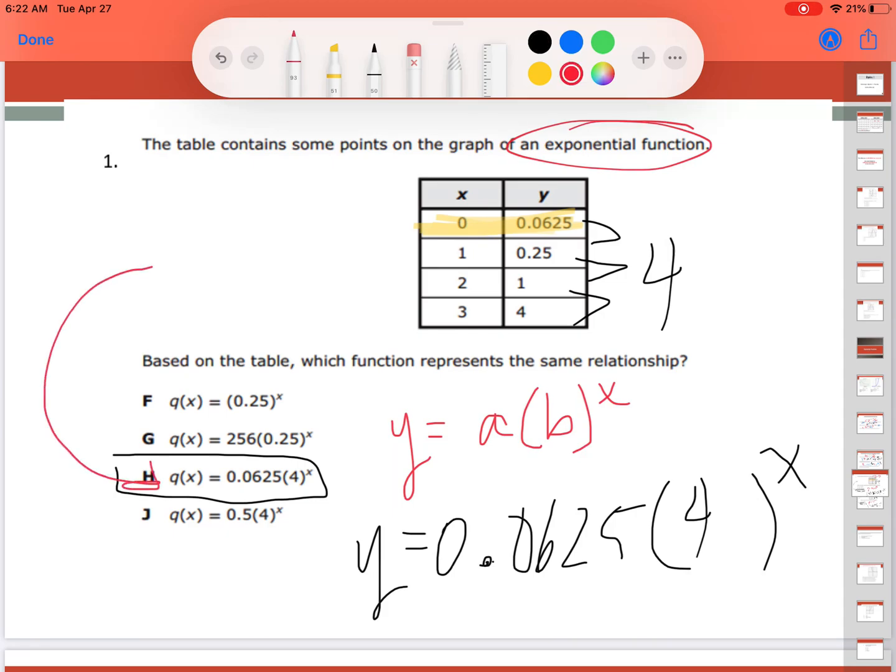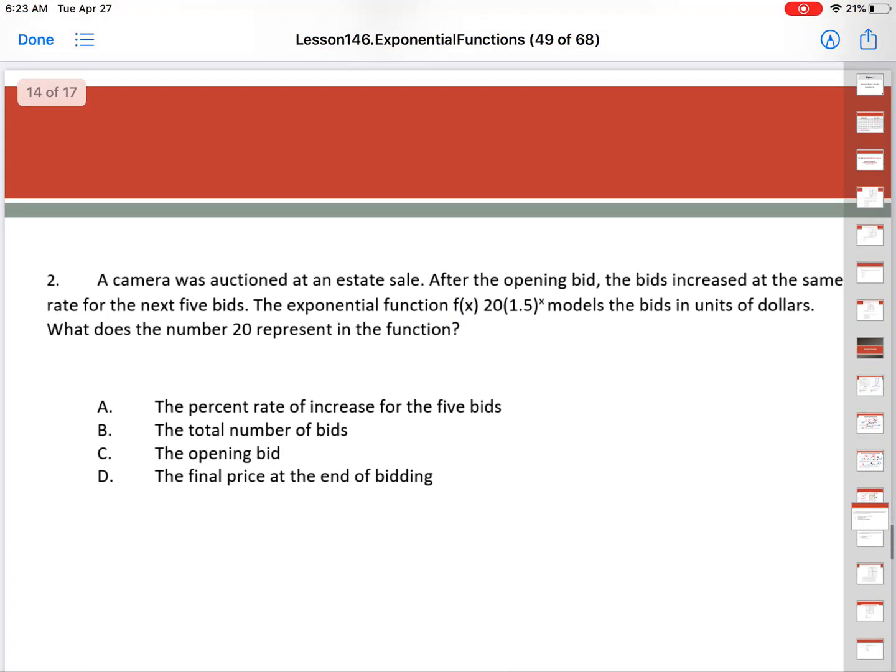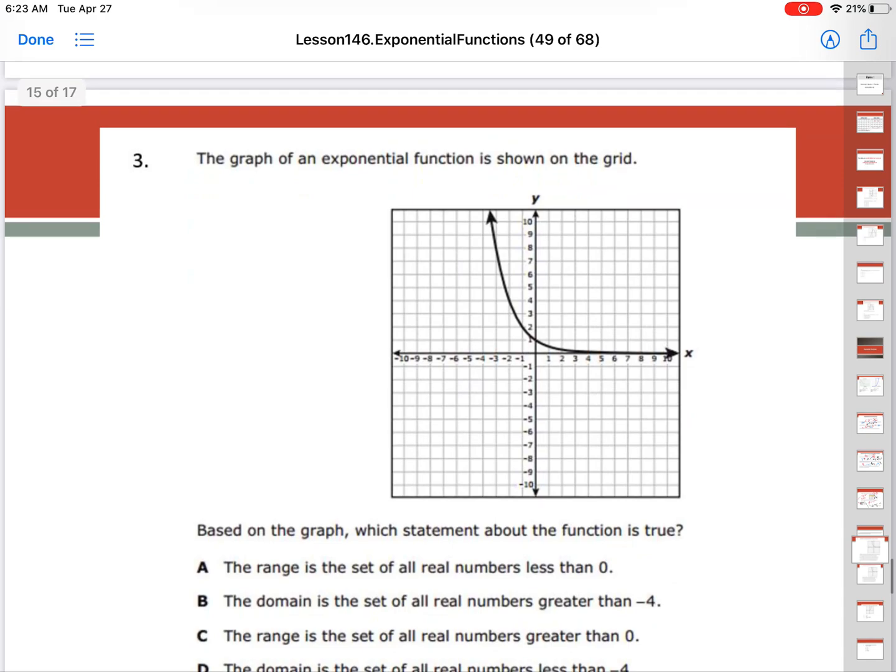If that's a struggle for you, you can always take the equation, plug it into Desmos. You take the actual equation, then you click the little spiky circle, table, and then you can match your graphs, match your table, see if it matches. So the correct answer is H. Number 2, very easy. Go ahead and try number 2.